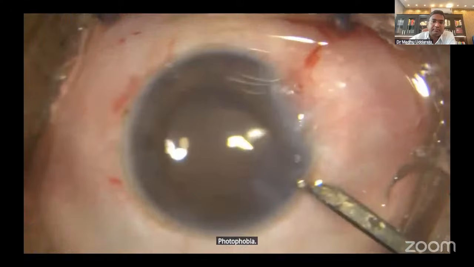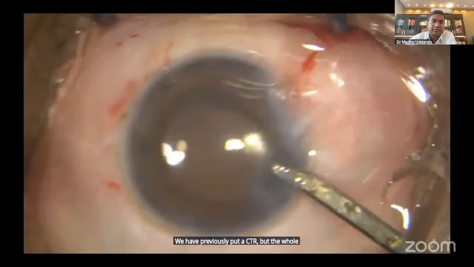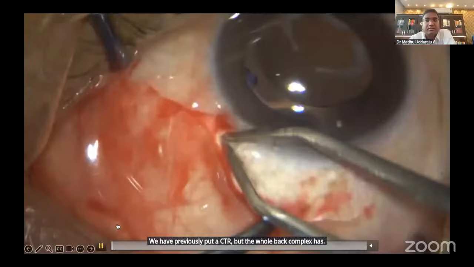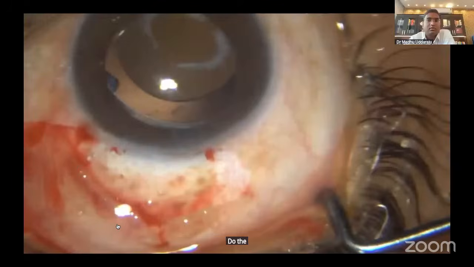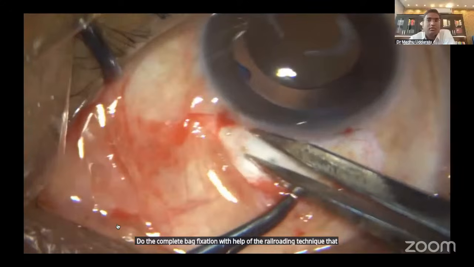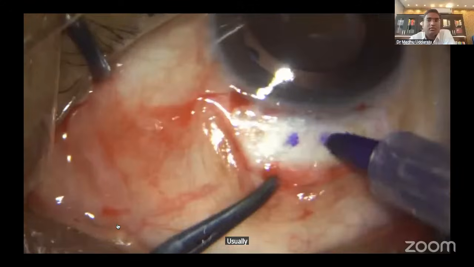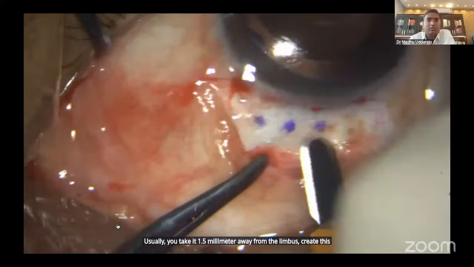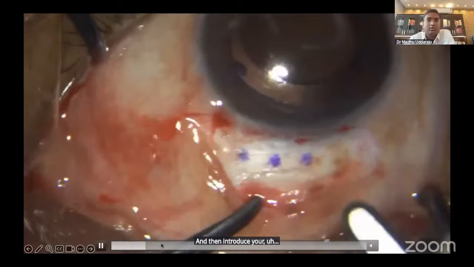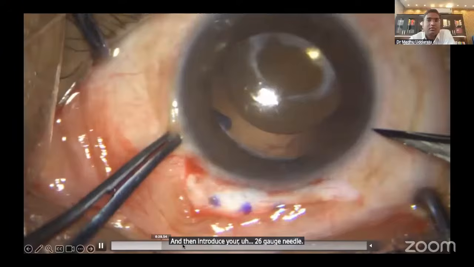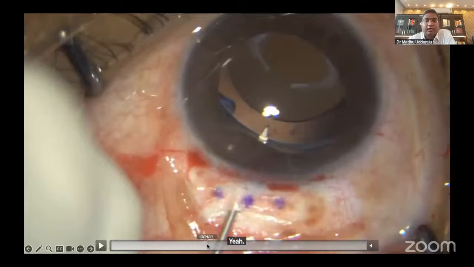That finishes the surgery. Now, this last stage, we have previously put a CTR, but the whole bag complex has subluxated. And in this case, I think the best way is to do the complete bag fixation with help of the railroading technique that the previous speakers have already told you. Usually you take it 1.5 millimeter away from the limbus, create this limbal pocket, and then introduce your 26 gauge needle. Yeah, that's the 26 gauge needle.